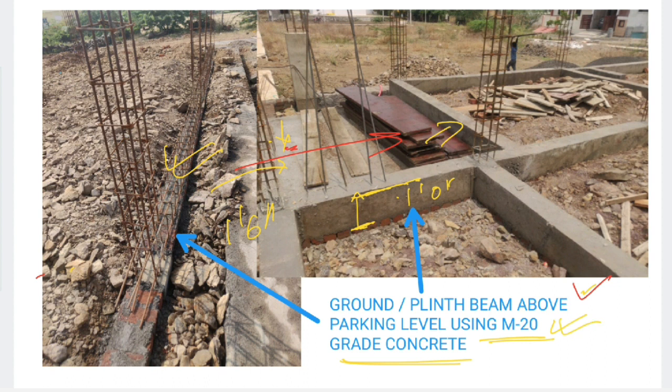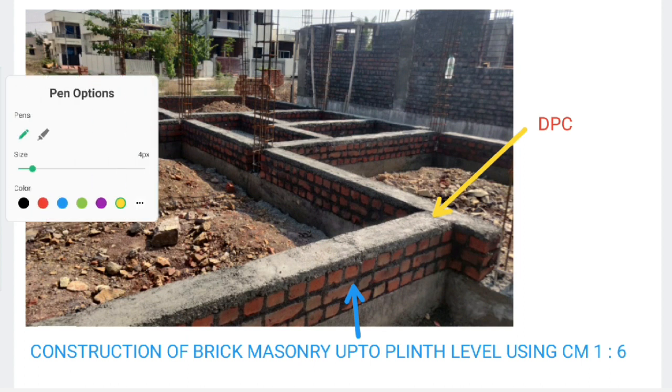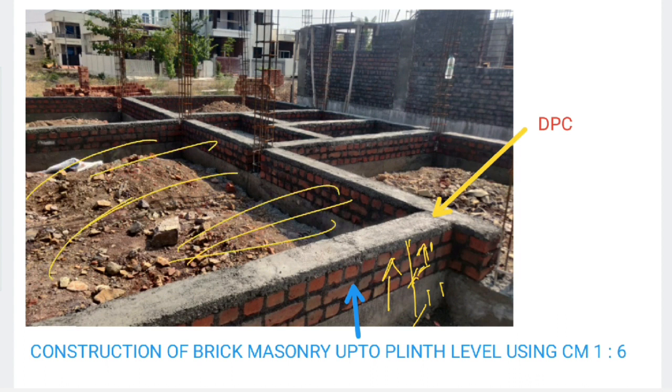Once the casting of this beam is completed, we will go for the plinth level. As I said, only 1 feet plinth is not sufficient from the parking level, so I'll be increasing the level of the plinth. 1 feet beam is there from the parking, and another 1 feet of brick masonry will be done. Once the brick masonry is done, we'll go for backfilling of this portion. Above this brick masonry, this is our plinth level.